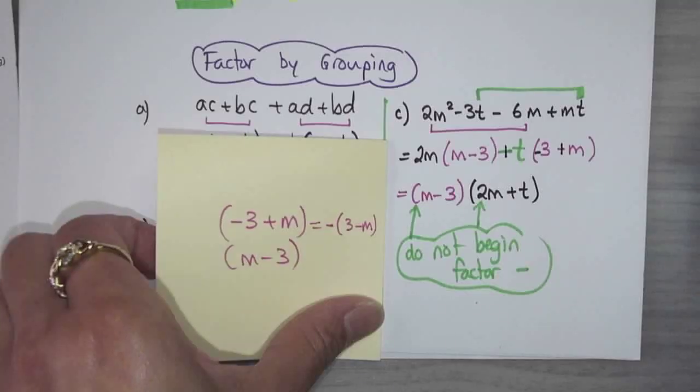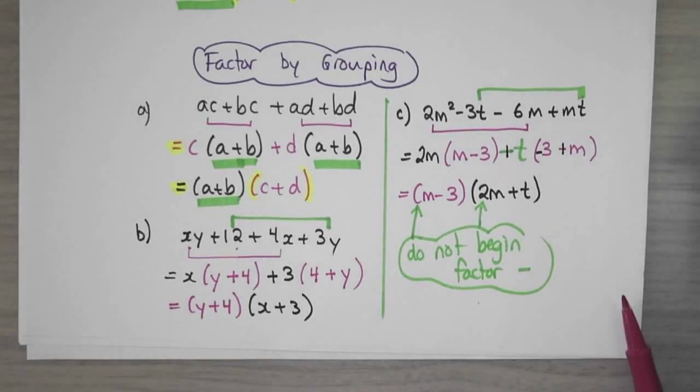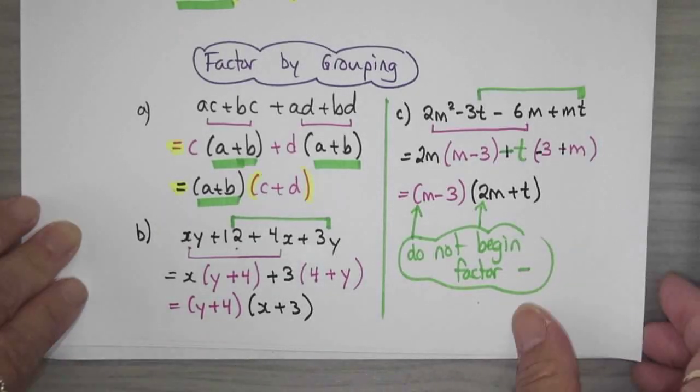Okay, so you should have been told that last year, and I'm going to remind you here, you don't begin with a negative factor. All right. Any other questions with that one? All right. So that's good for common factor and factor by grouping. All right, let's go into trinomials then. Let's go into trinomials.